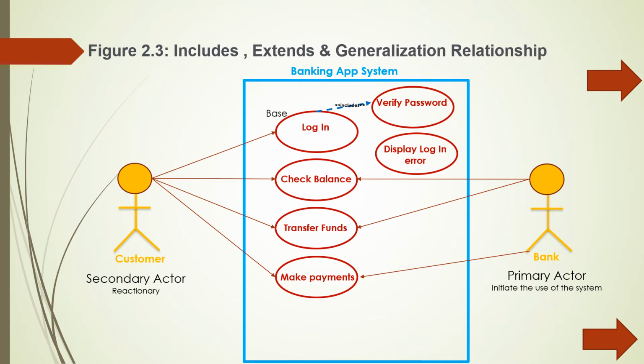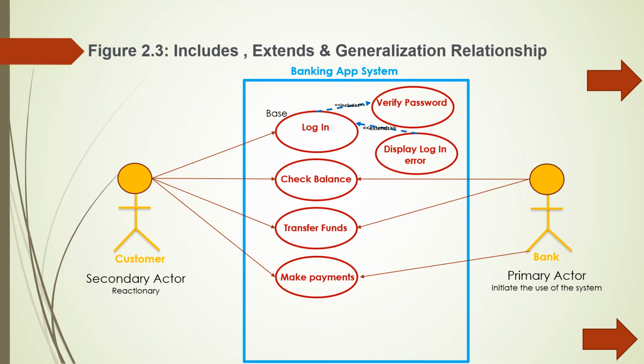The next type of relationship is the extend relationship. An extend relationship has a base use case and an extend use case. When the base use case is executed, an extend use case will happen sometimes, but not every time. The extend use case will only happen if certain criteria are met.